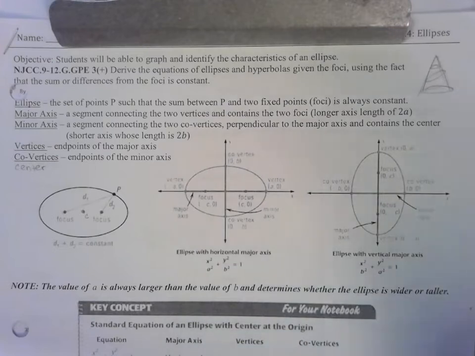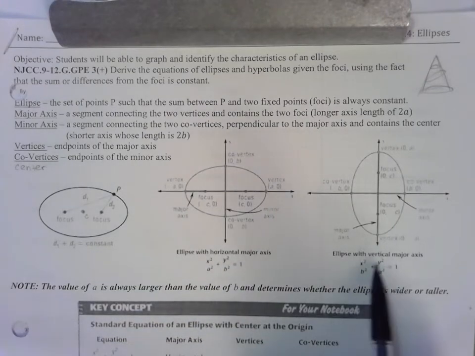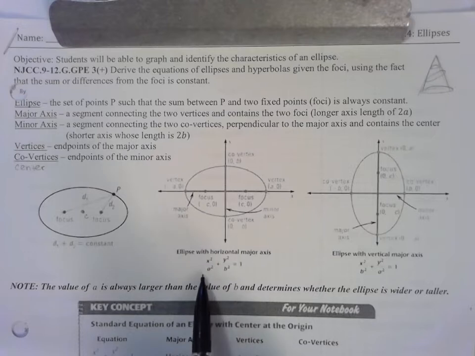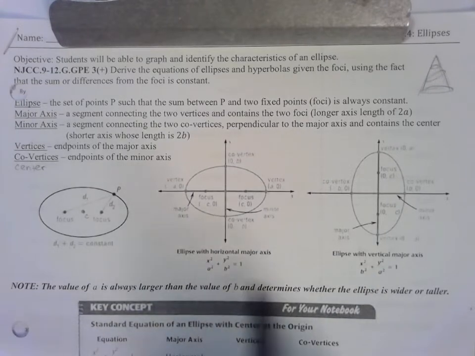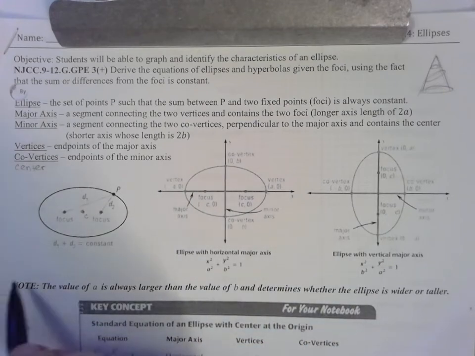So I tend to believe that there's really one formula for an ellipse, which is x squared over a squared plus y squared over b squared equals 1. The only difference in both of these is whether a squared is underneath the x, or a squared is underneath the y. That changes the shape. So why does this give two different pictures? It's this note right here.